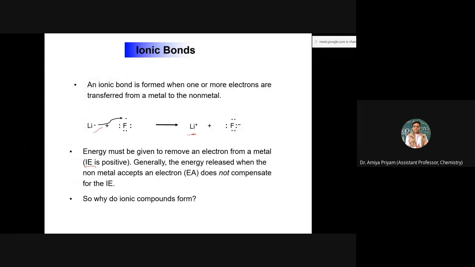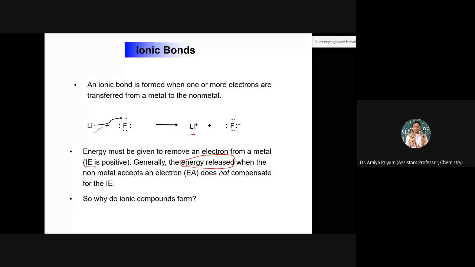You need to give energy to the system to take away that electron. Electron affinity represents a negative term, that is, when fluorine accepts an electron, some energy will be released, but that energy released is less. If you actually see the values, the energy released when a fluorine atom accepts an electron is much less compared to the ionization energy. Then how does this happen?